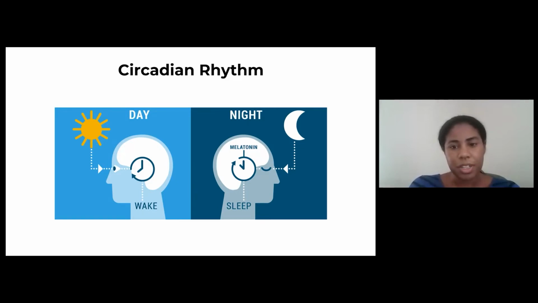In addition to light, there are other factors that do influence this rhythm. The timing with which you eat is one of them, so the timing of your meals. Exercise is another one, temperature as well. So there are some other factors that do regulate our circadian rhythm.